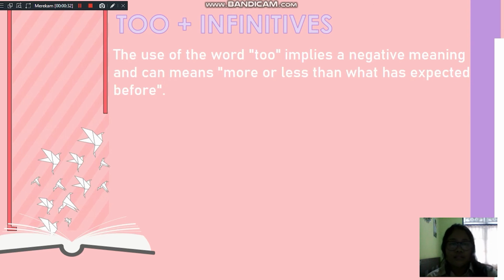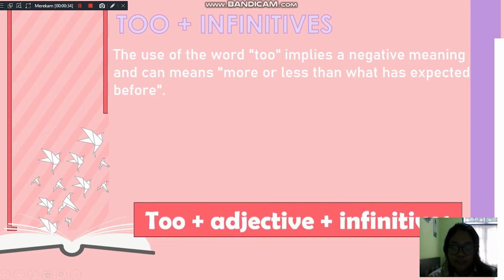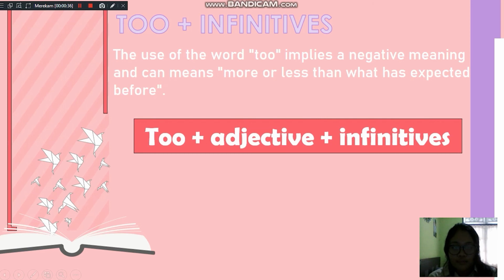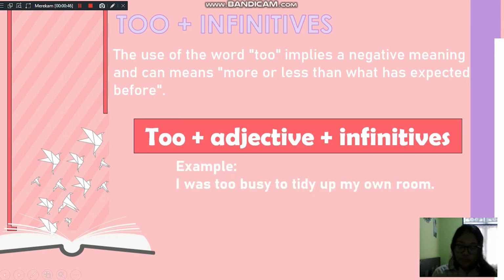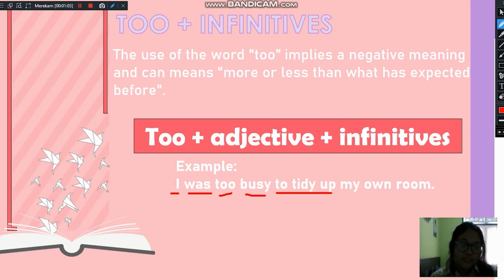The formula of this sentence is too plus adjective plus infinitive. For the example: I was too busy to tidy up my own room. As we can see here, I is the subject, was is the auxiliary, too is the word too, busy is the adjective, to tidy up is the infinitive, and the last one is the object.